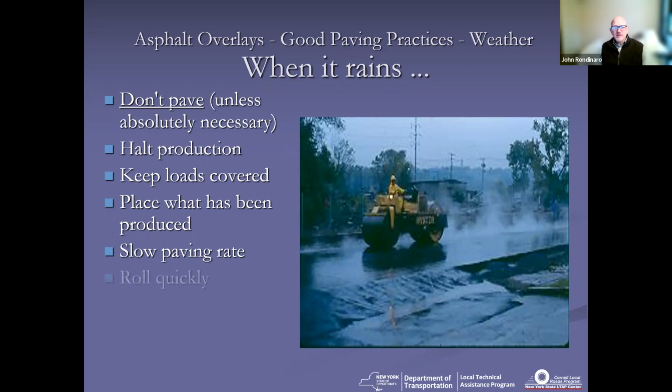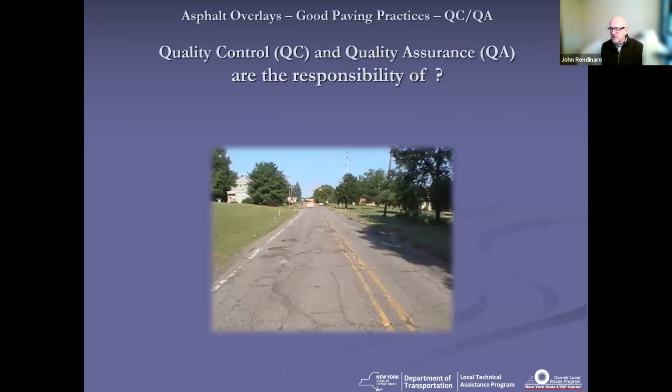You're going to slow your paving rate down, but you're going to be trying to roll as quickly as you possibly can. And you're going to be taking more passes. That's the only way, when you've got moisture, to try to get to the point where you're hitting your density requirements. But again, the bottom line is don't pave.